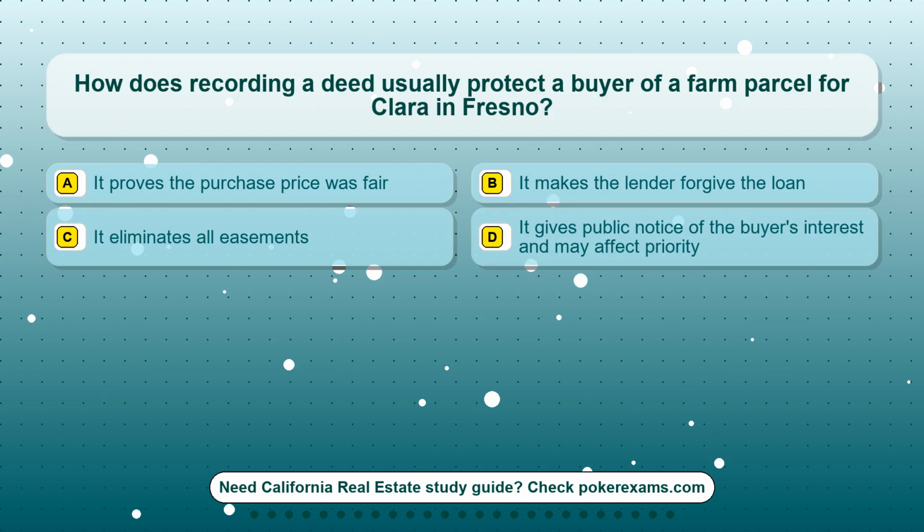Question 7. How does recording a deed usually protect a buyer of a farm parcel for Clara in Fresno? Option A. It proves the purchase price was fair. Option B. It makes the lender forgive the loan. Option C. It eliminates all easements. Option D. It gives public notice of the buyer's interest and may affect priority.